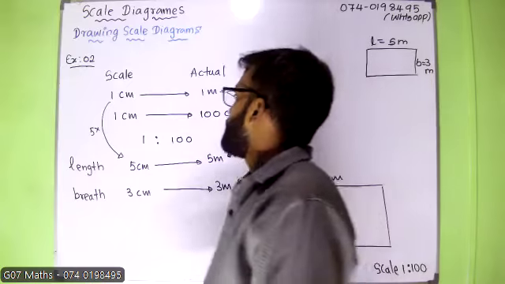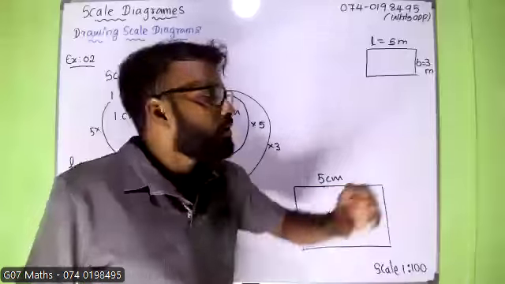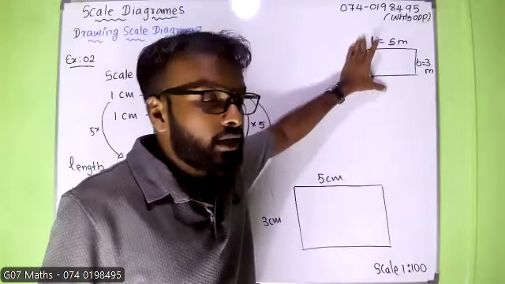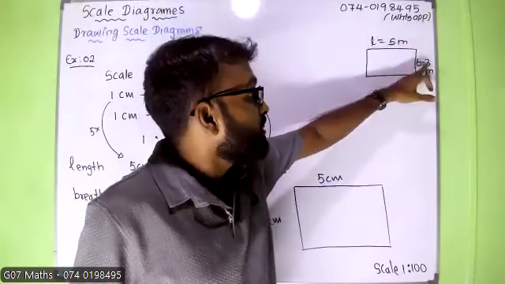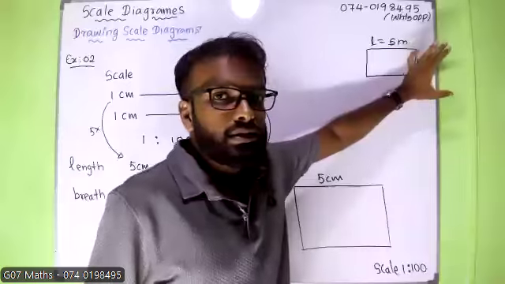Now you are going to draw the scale diagram. So this is the rough actual diagram. Length is 5 meters and breadth is 3 meters.